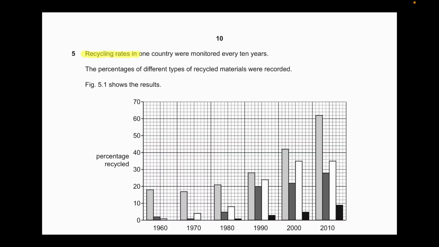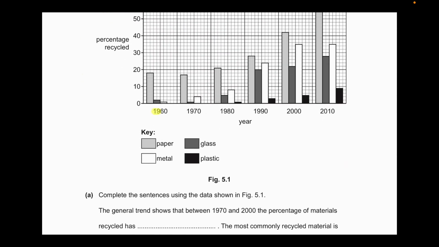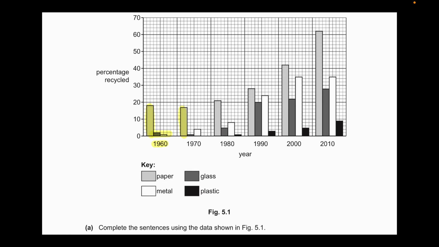Question number 5. Recycling rates in one country were monitored every 10 years. The percentage of different types of recycled materials were recorded. Figure 5.1 shows the result. In the 1960s, we can see paper was recycled a lot, but plastic was not recycled at all, and glass and metal were recycled in very small quantities. In the 1970s, the paper recycling remained the same, but gradually paper recycling has increased to a very high percentage up until 2010. Along with that, metal recycling has also increased.